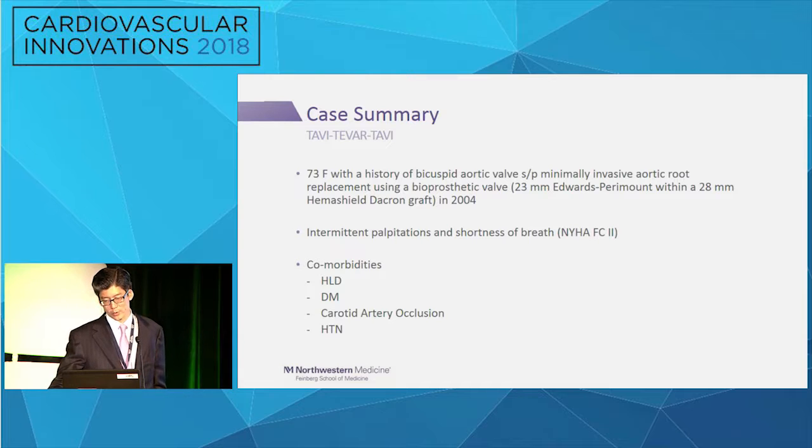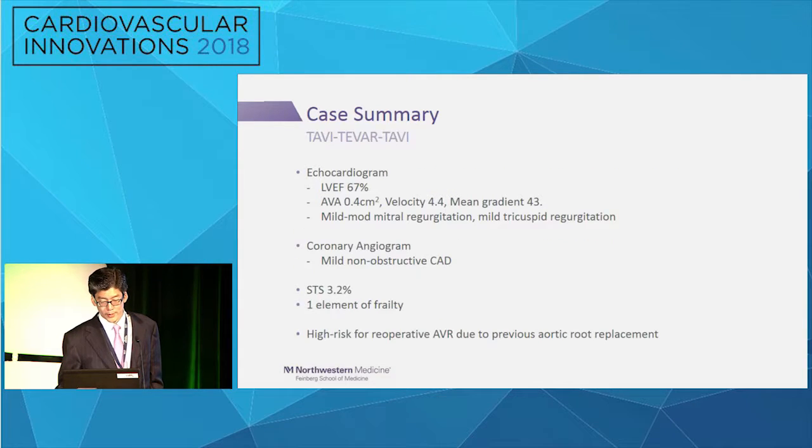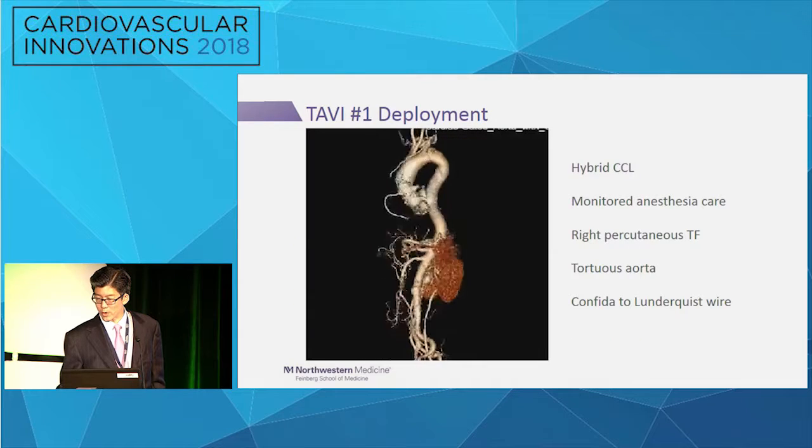So she's 73 years old. She's had a bicuspid aortic valve in the past and previously underwent an aortic root replacement, a valved conduit, so a 23 millimeter bovine pericardial valve and a 28 millimeter Dacron graft in 2004. She's having symptoms. She's got some comorbidities. She's got severe aortic stenosis, and other valves are okay. Coronaries are fine. STS is 3, frailty is 1. We thought she was high risk for preoperative AVR because it was a previous root. It was a little bit harder to do.